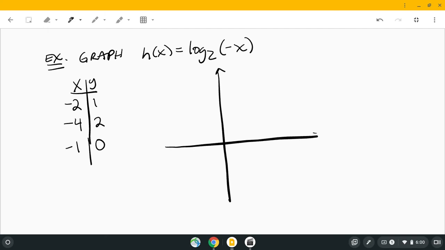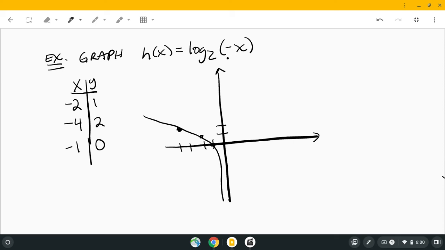You could probably just do it in two points. All right, so (-2, 1), (-4, 2), (-1, 0). And we do see that it is reflected. Here, let me move this closer to 2. So we do see that it is reflected over the y-axis.